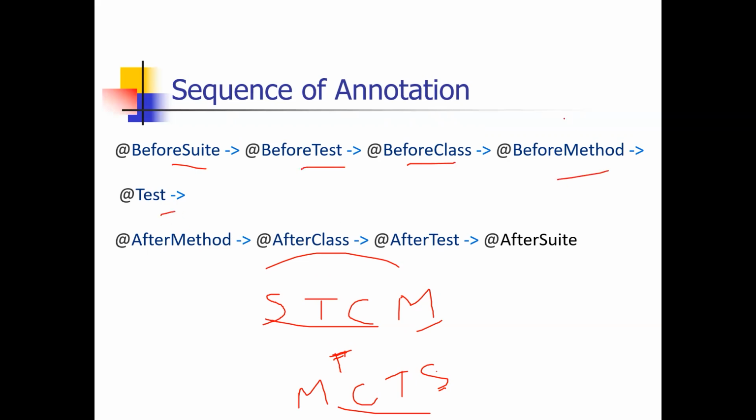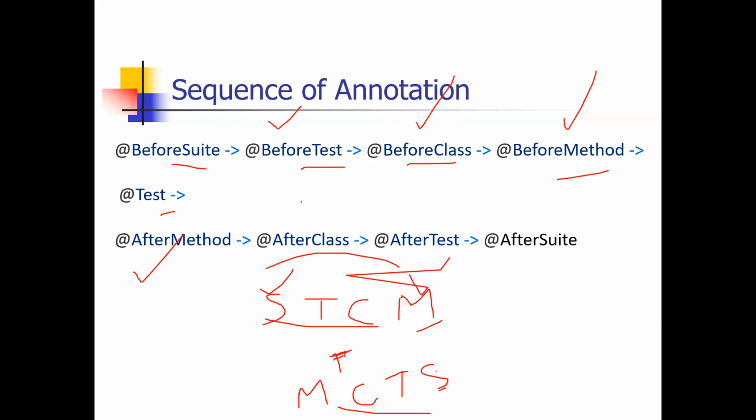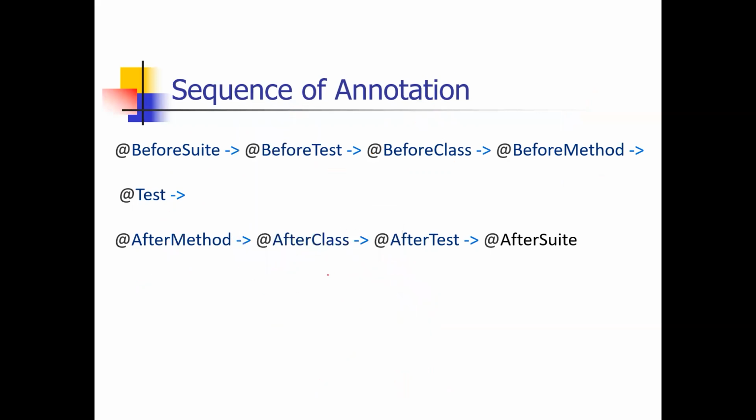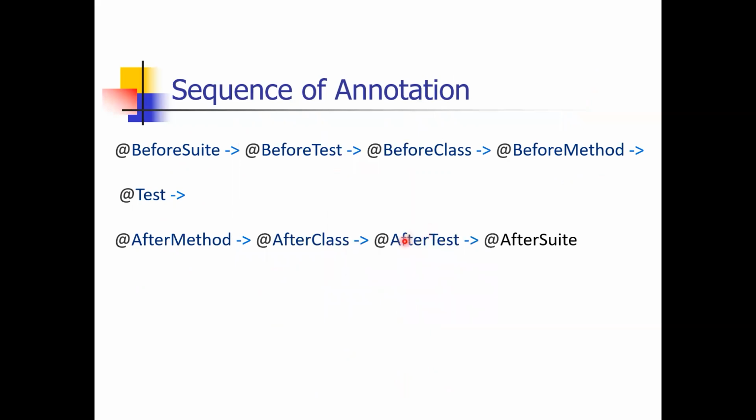After the test, first this method will be executed: before method, after method. Then this class will be executed: @BeforeClass and @AfterClass. Then @BeforeTest is executed here, and @AfterTest is executed. Next, after suite will be executed. This is the sequence: before suite, before test, before class, before method. Then test, after method, after class, after test, after suite.